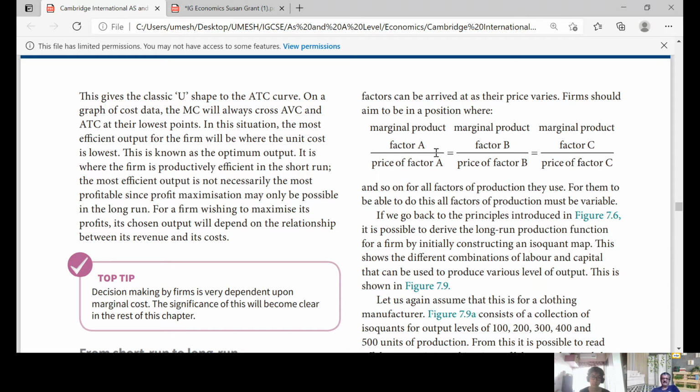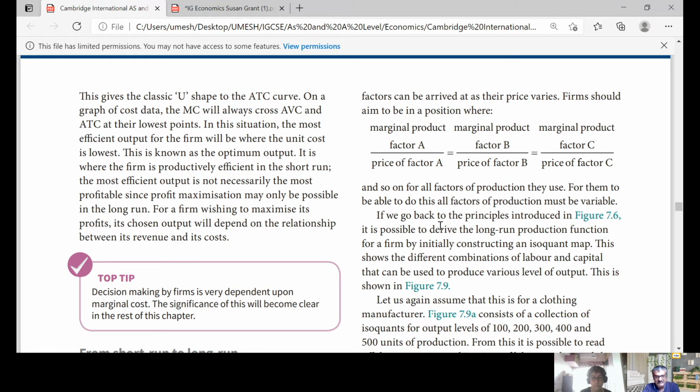Our PPC shows the different combinations of the goods that we can have. So I can have 20 of good A and 2 of good B, or I will decrease A and increase B. Anything I can do. The same way here, to increase land or labor or capital, which will be derived by MP of factor A divided by price of A being equal to MP of B divided by price of B, and so on, for all factors of production they use.